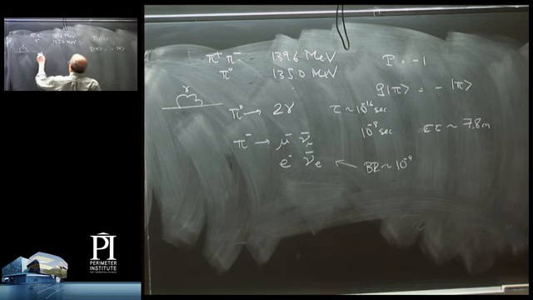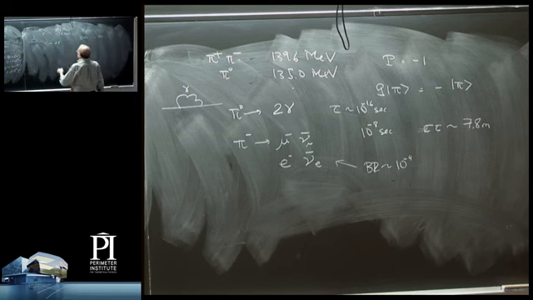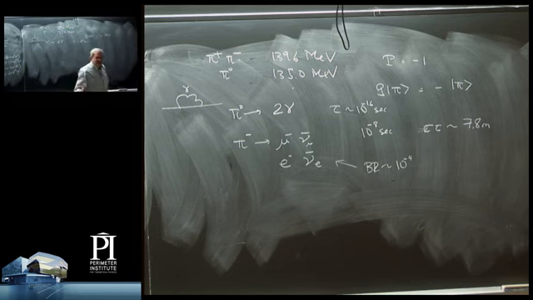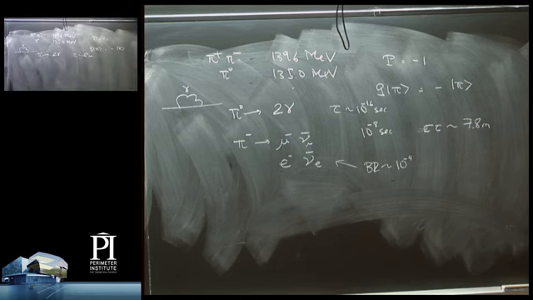The pi 0 decays to 2 photons, 2 gamma rays. It decays very quickly. Its lifetime is roughly 10 to the minus 16 seconds. Actually, even c tau is nanometers, 10 to the minus 8 meters. So in an experiment, you would never see a pi 0. You just see the 2 gamma rays that come from the pi 0.